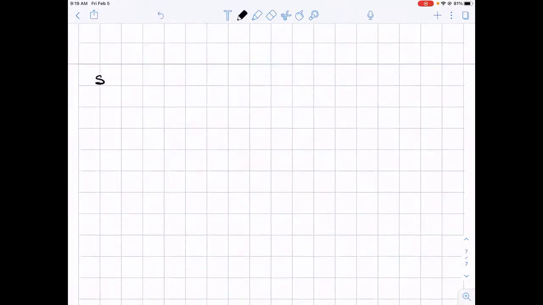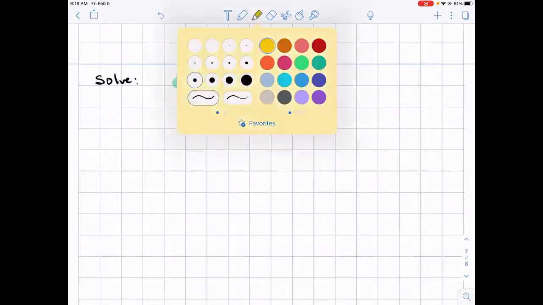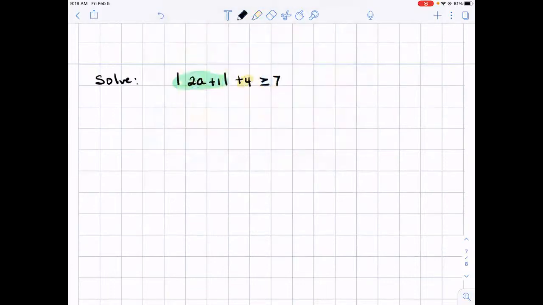Let's look at another problem. Solve the absolute value of 2a plus 1, and I have plus 4 on the outside, is greater than or equal to 7. So please note that the absolute value is not isolated. You do have a plus 4 here. So we have to get rid of that plus 4 to the other side.